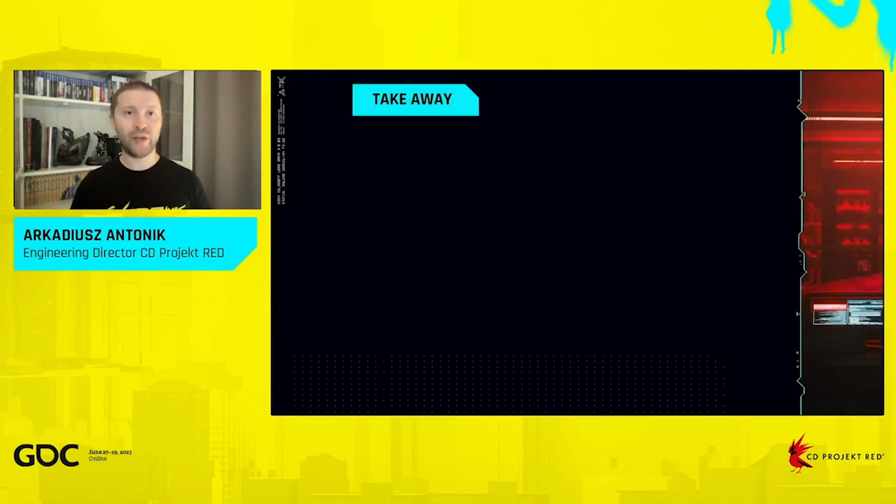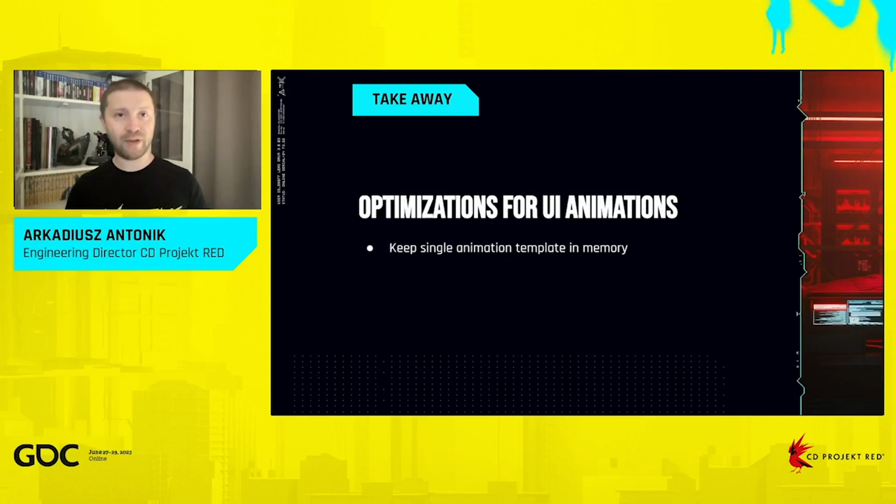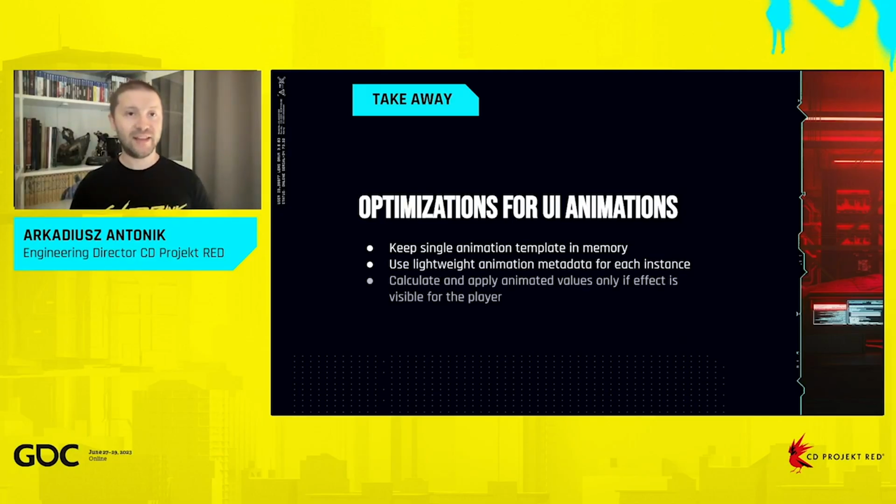And once again, quick takeaway about optimization for UI animation. We can keep only a single animation template in memory and use lightweight animation metadata for each instance. At the end, we can evaluate, calculate, and apply animation values only if effect is visible for the player. For invisible animation, we need to only preserve correct time.